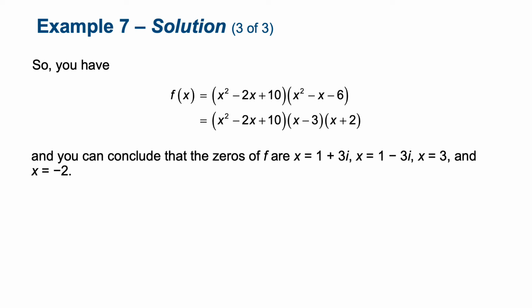This one could be split up, right? And we saw that earlier. But here are the zeros. So what are the zeros? Finally, you have 1 plus 3i, 1 minus 3i, then you have 3 and negative 2.